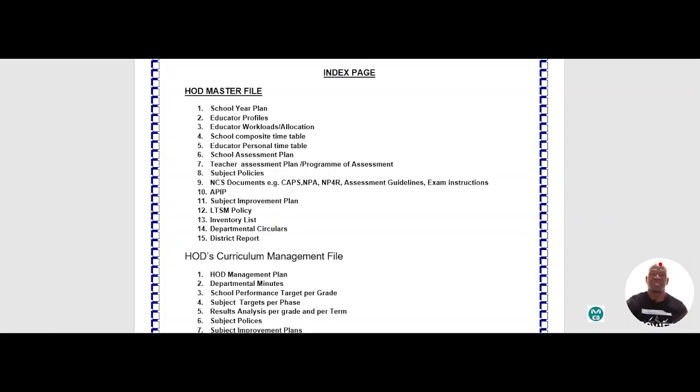In our today's episode, we're going to look at what are the important documents that the head of department in a school must have in his or her file. I think I need to state up front that this might differ depending on the part of the world where you find yourself in.